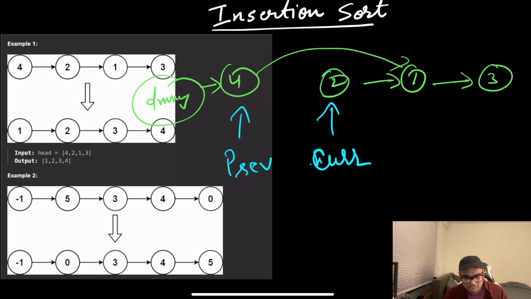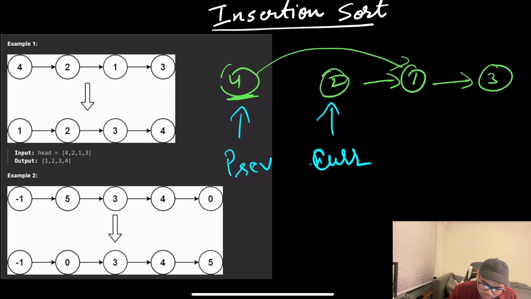Maybe we can compare with dummy, because this element could become the head of our sorted list as well, and in this case it will. So we're going to compare it with dummy.next, and it's smaller than dummy.next, so it cannot go beyond 4. It's going to come before it. So what's really going to happen is dummy will point to 2, so 2 will come here, and this is still current. We are removing it from here, we're placing it over here.